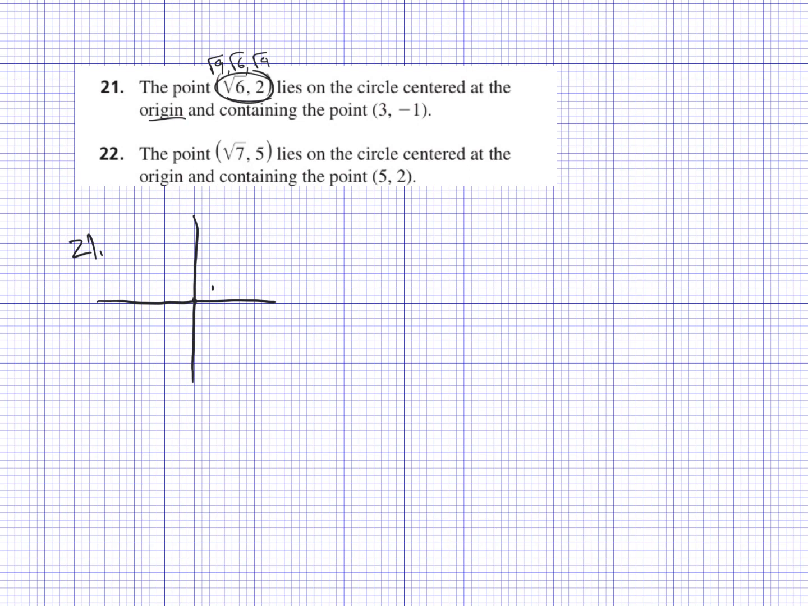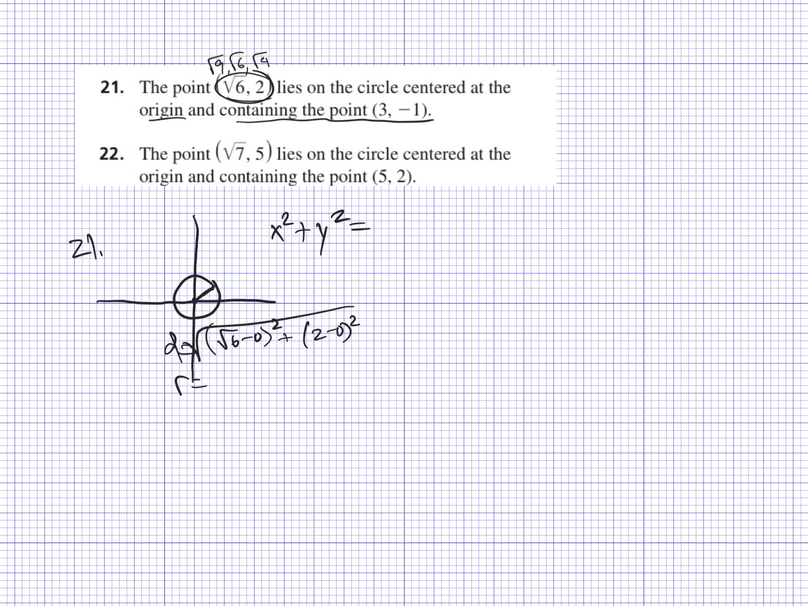And again, the center is at the origin. So the point lies on the circle centered at the origin containing point 3, negative 1. Okay, so now here's how you do this. We need the equation of this circle if it is a true circle. So again, this center is at 0, so it's just x squared plus y squared. Now the radius is what? We still have to find the radius, this distance. So square root of 6 minus 0 squared plus 2 minus 0 squared. That equals the distance, which will be the radius.